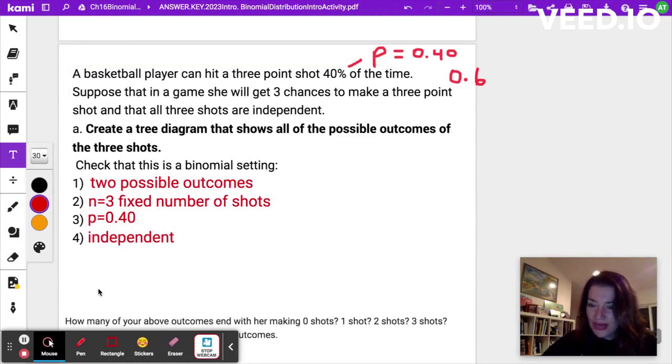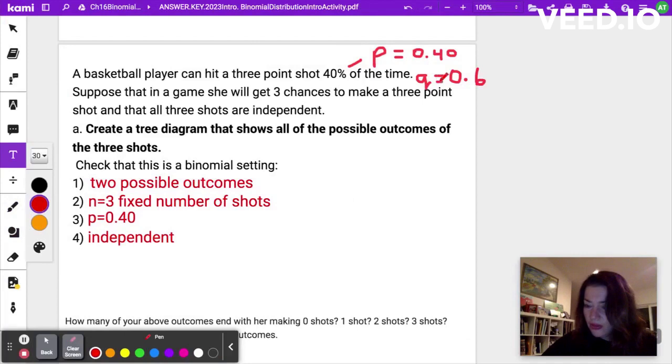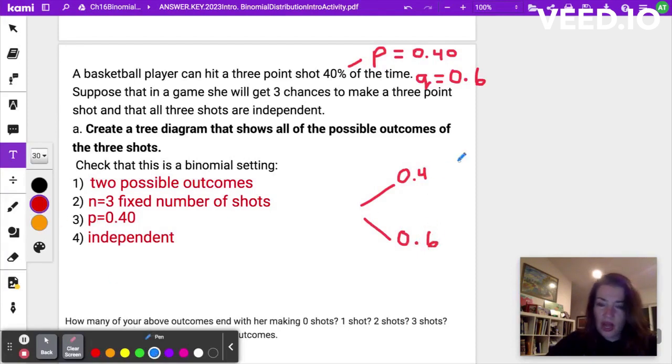Let's go ahead and create a tree diagram representing this problem. So I'm going to draw 0.4 for success, and 0.6 is failure. That means she makes a shot, that's 0.4. She misses a shot, that is 0.6. So I'm going to go upwards for making a shot, that is 0.4, and 0.6 for missing a shot. So in other words, when she takes the first shot, she'll either make it or miss it. The second time she takes a shot, she could make it, that would be 0.4, or she could miss that shot, so that would be 0.6.